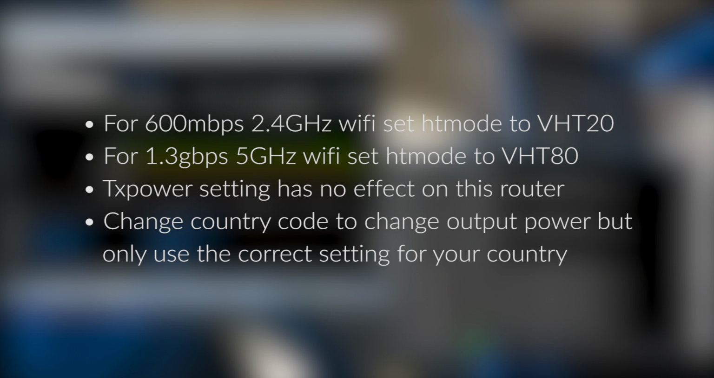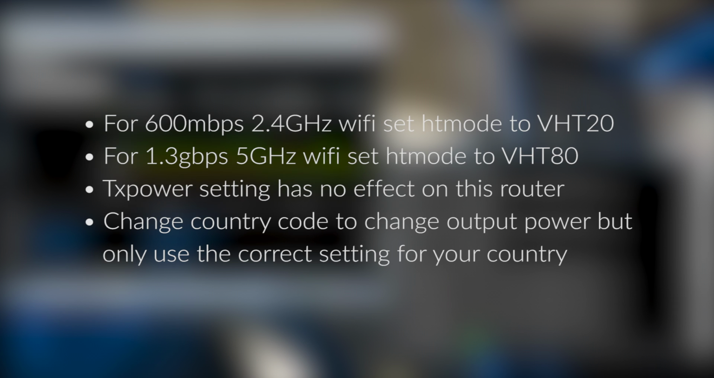To get the 1.3 gig and the 600 meg support on this router, this is the Linksys WRT1900ac, probably applicable to other routers as well with the same chipset, same radios particularly, I would set the 2.4 gig radio to HT mode VHT20. I would set the 5 gig radios to VHT80. That gives you your full rate, and I would set the country code to whatever your country code is, because it's the only thing I can recommend, because it keeps things legal. But you might want to have a play around with that and see what results you get.